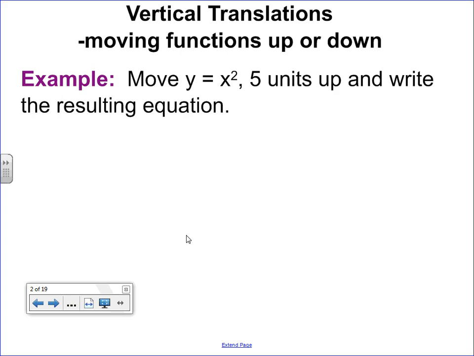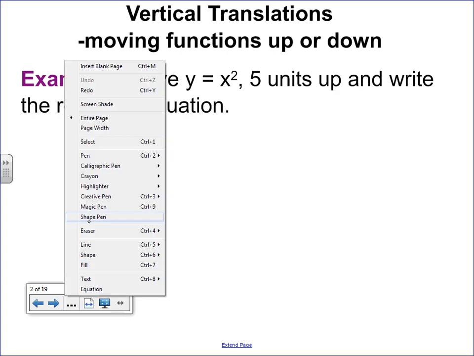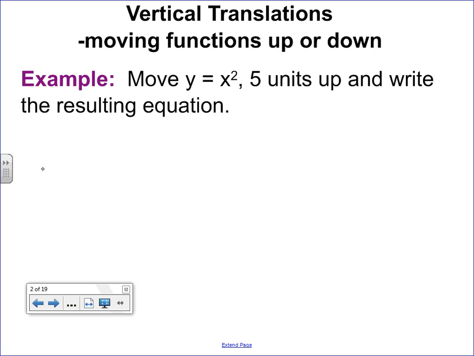So let's get going with vertical translations. A vertical translation is an up and down movement. Since I am moving up and down, it is only going to impact my y values. So let's look at an example here. If I'm going to look at moving a graph y equals x squared, a nice base quadratic graph, from 2 to 1, and I want to move it 5 units up.